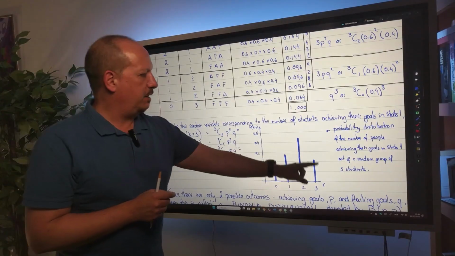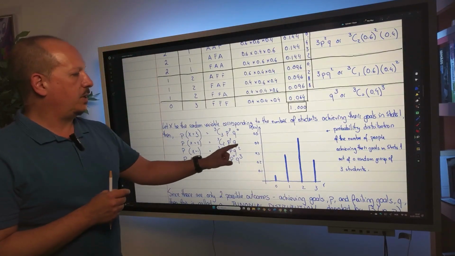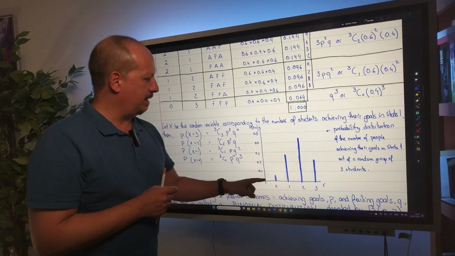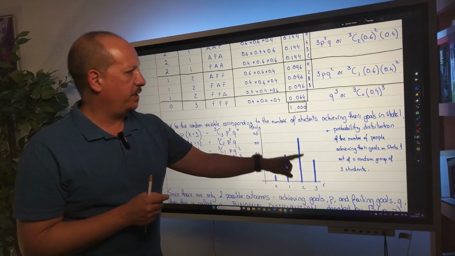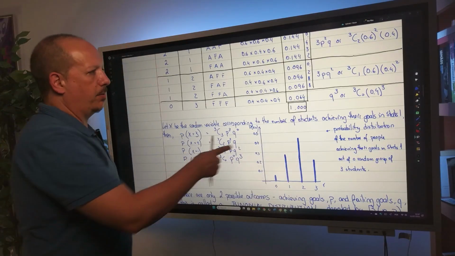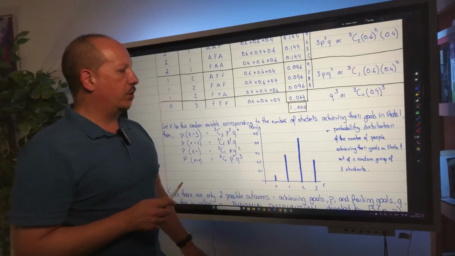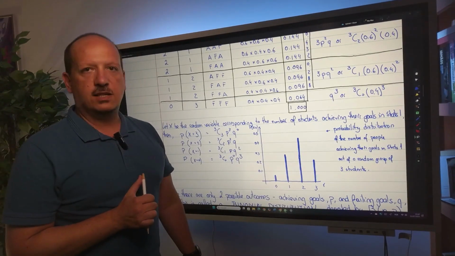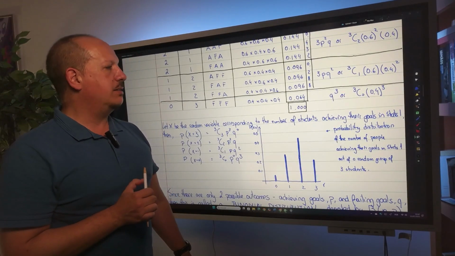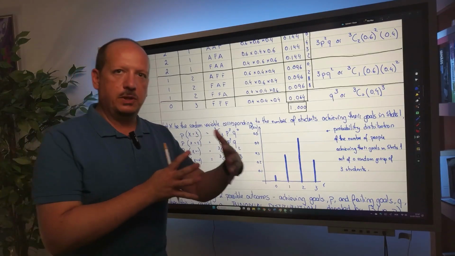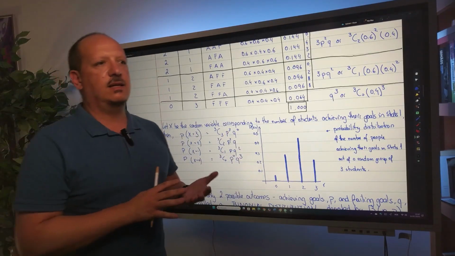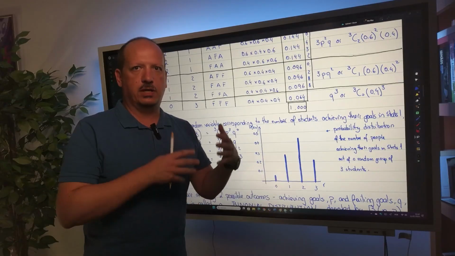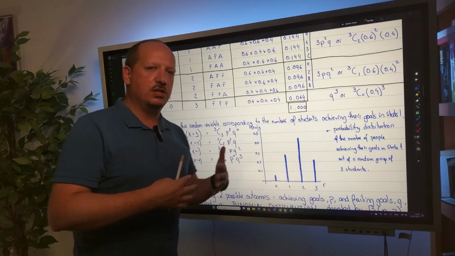So we can make the probability distribution in the form of a table, which is this one over here. This is the probability distribution of the number of people achieving their goals in statistics 1 out of a random group of 3 students, again with the circumstances and the limitations that I mentioned before. They all have to have the same value of P and Q, etc.